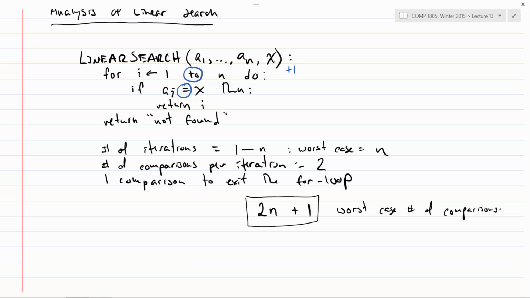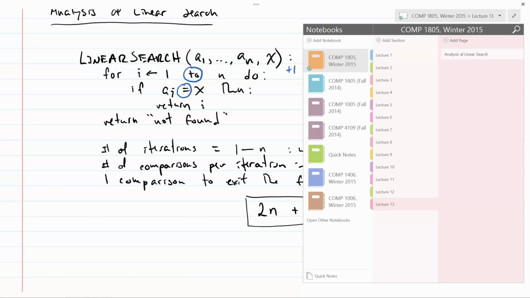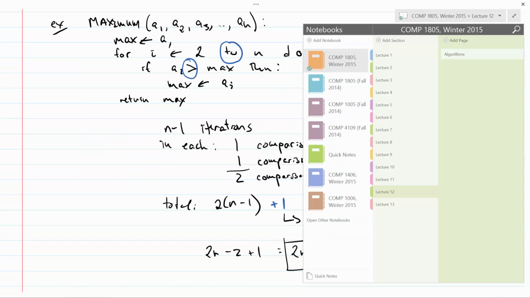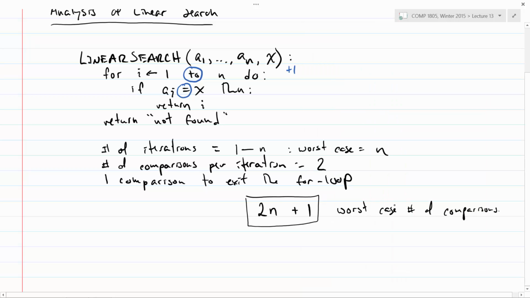All right, so notice this is very similar to maximum finding in the sense that the amount of comparisons required looks like a line. If we go back to max finding from last lecture, it was 2n minus 1. And this thing here is 2n plus 1. So these algorithms behave basically the same. If you ran these 2 algorithms, they would take about the same amount of time on lists that were about the same length. They only differ by 2 comparisons in the worst case.